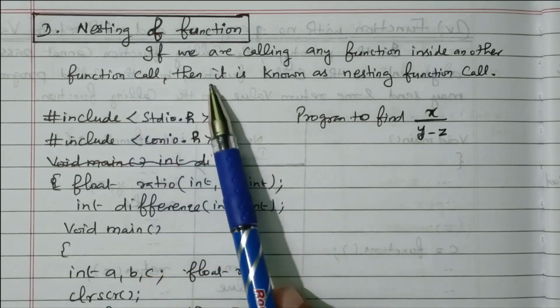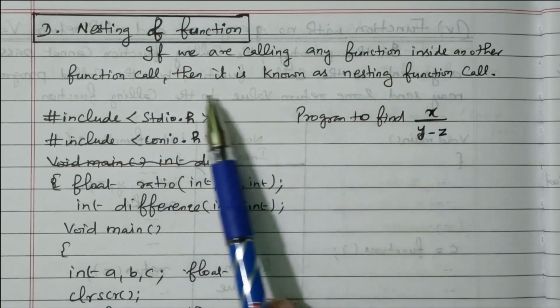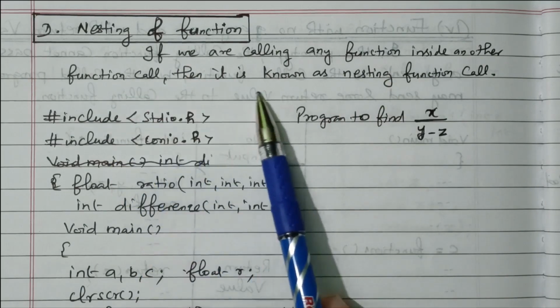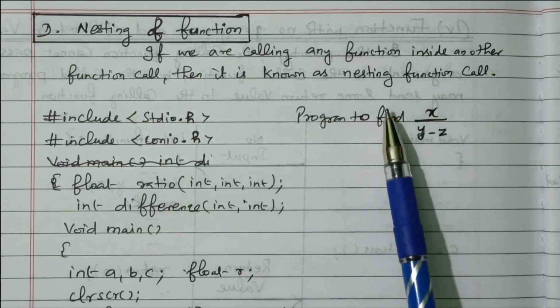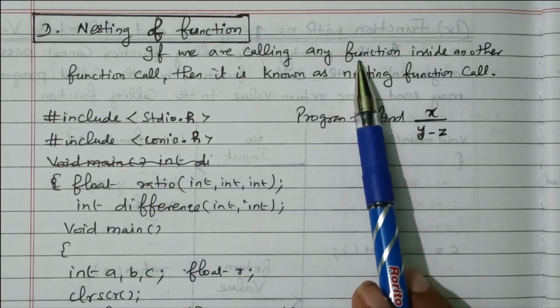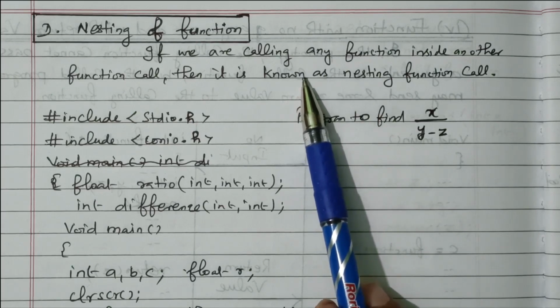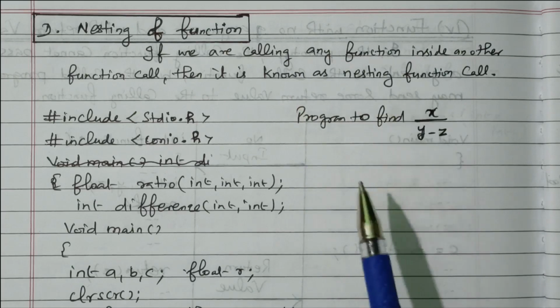The nesting of function means if we are calling any function inside another function call, then it is known as nesting a function call. The main program calls one function, that function calls another function, and inside it calls another function, that is called nesting. Nesting means added. So we are calling one function, that function will call another function. This is called nesting of function.